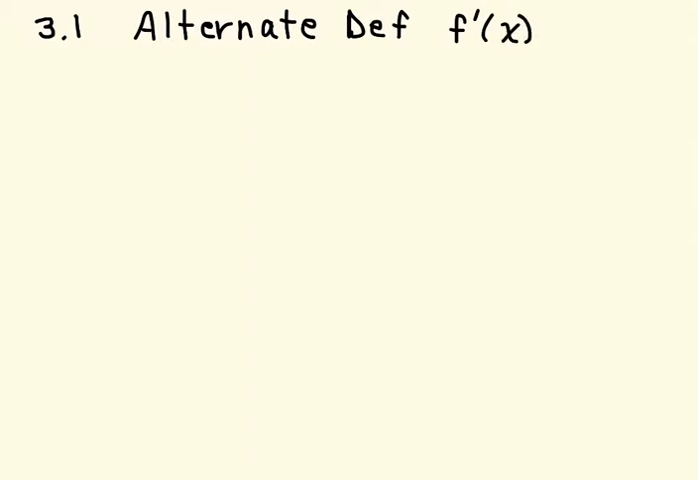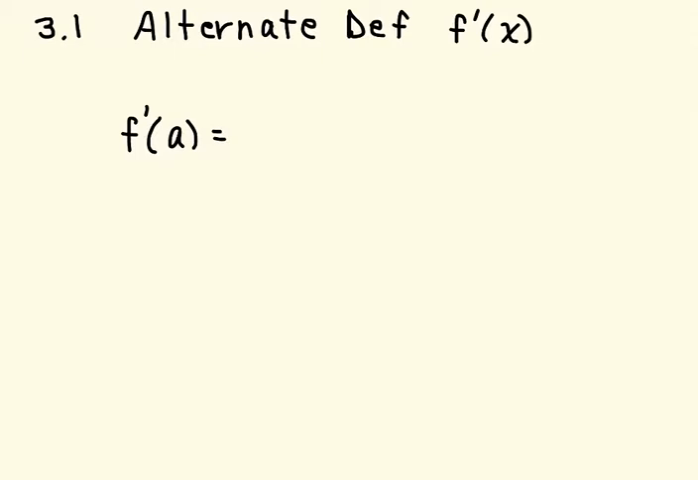This is still part of section 3.1. And so we're looking now at the alternate definition of the derivative. So this is the alternate definition for f prime of x. And this is f prime of a. So this is finding the derivative at a point. And when I say point, at the point where x is equal to a.